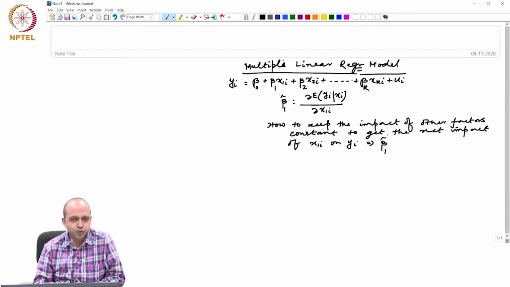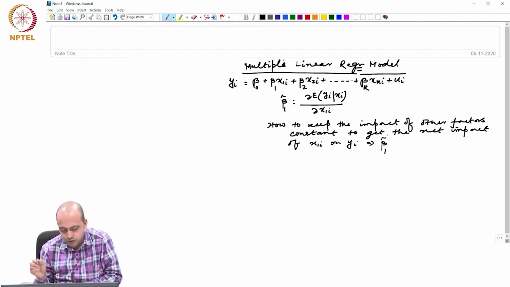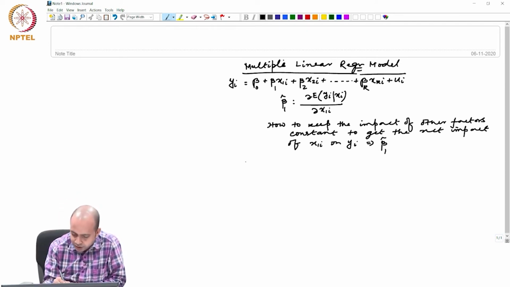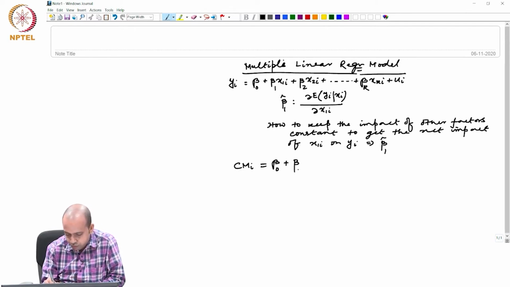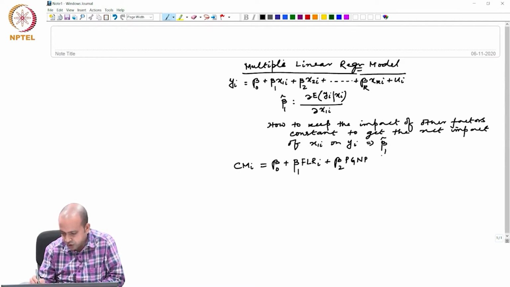And this we will explain with a data set, and before we deal with the data set, we will take one example. What is the example we are taking? Our dependent variable is child mortality rate equals some beta 0 plus beta 1 female literacy rate plus beta 2 per capita GNP, gross national product, plus ui.